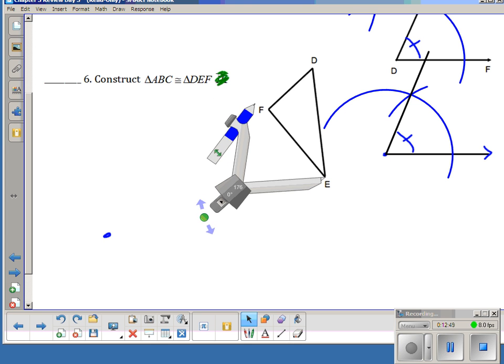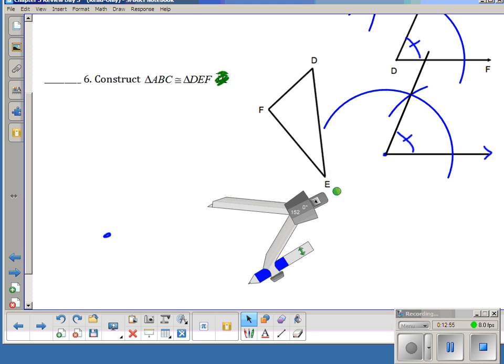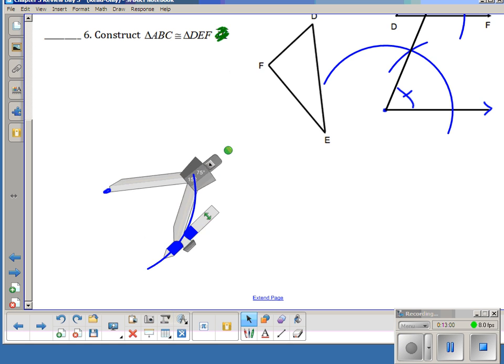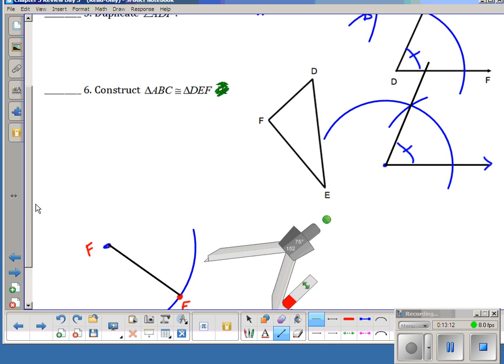I'm going to do FE first. So I'm going to measure FE, go to my starting point. I'm going to make an arc. And I can pick any point I want to be E. So this is F, this is E. Okay, and then I'm going to use my straight edge to connect. So I've gotten one side of my triangle. The next step is to copy the other 2 segments.